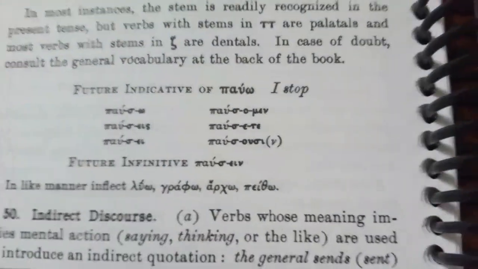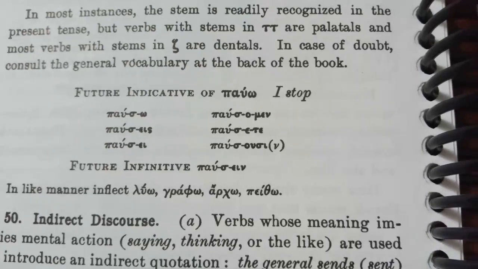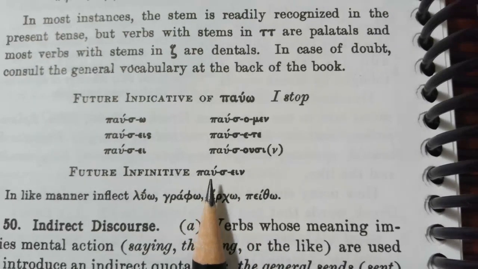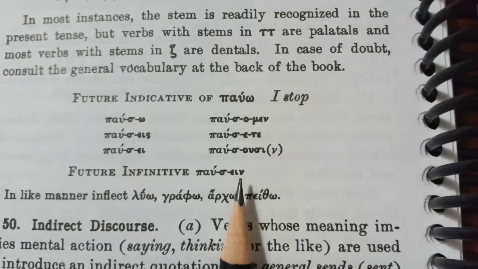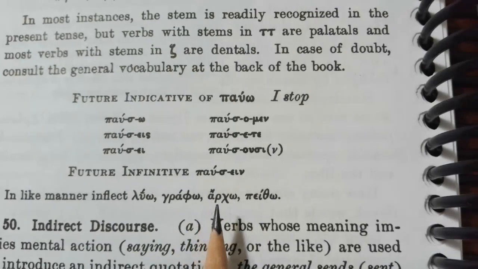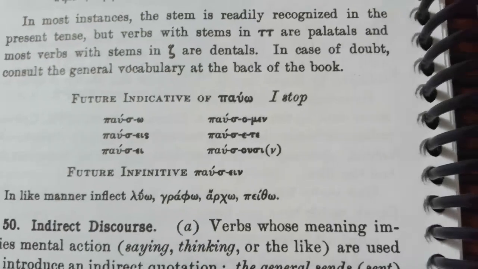Okay, and let's talk about the infinitive real quick. Like I said, the infinitive is just like the present tense. You just add that sigma between the root of the verb and the infinitive ending. So instead of pauein, you have pausein. Very straightforward there. You can do this practice on your own. Let's go to indirect discourse.